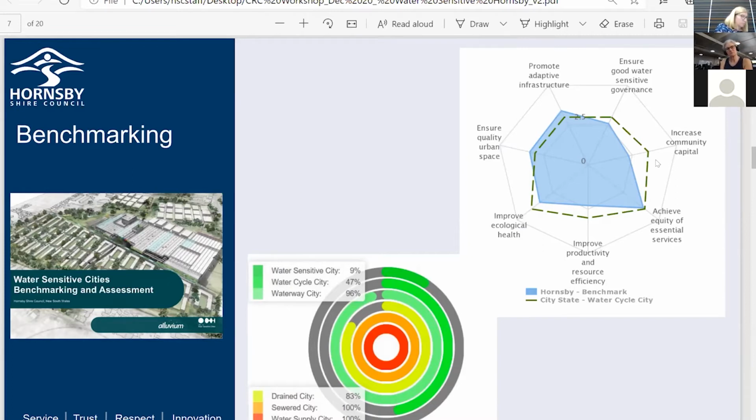during the day. We had members from every department of council, from operational all the way to the GM. So we did that benchmarking exercise in a day. And as you can see there in regards to the results, Hornsby's doing pretty well in all aspects up to waterway cities. We've got a lot of improvement around water cycle city. And I think with most of these benchmarking exercises, it's seen that our water sensitiveness has a long way to go. So as I said, we've got a good start point in regards to work we've done in the past, but we have a long way to go.